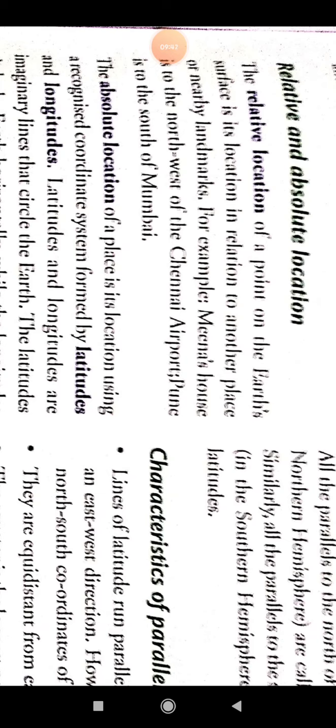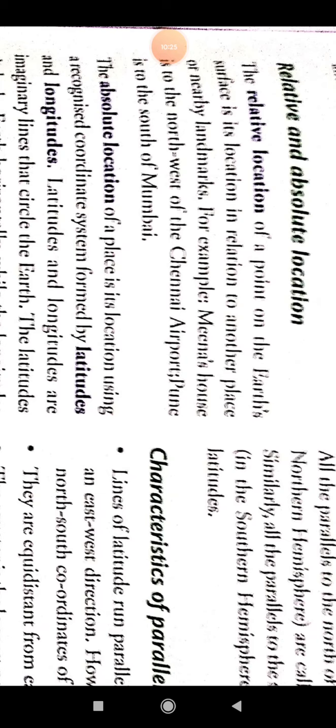Suppose someone asks where your house is. Your house is near the government hospital. So the government hospital is the landmark. Your house is near the hospital, and the hospital is a landmark. That location is called relative location. For example, here Mina's house is to the northwest of the Chennai airport. The Chennai airport is the landmark, and Pune is to the south of Mumbai.